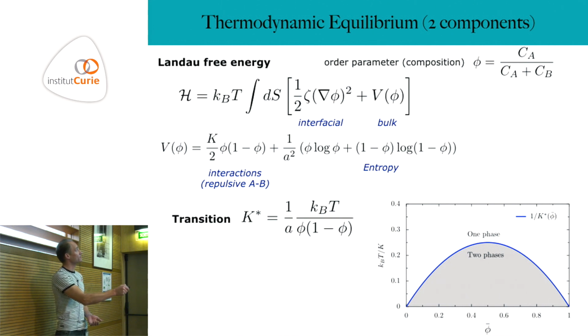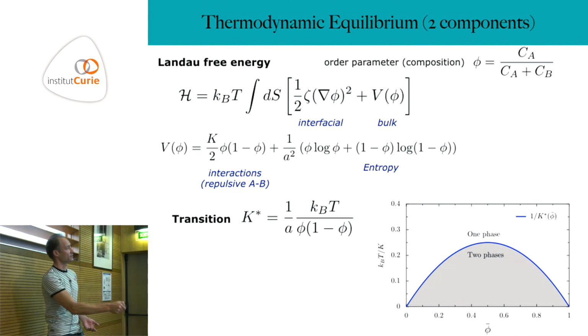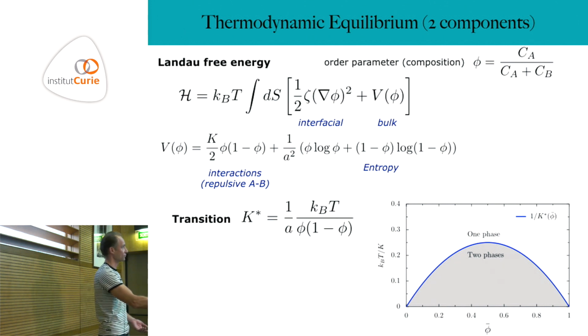And so if you minimize this, you realize that there is a phase separation, which means that you go from one phase to two phases whenever the interaction parameter is larger than some value. And that defines basically the spinodal decomposition curve. So this is the inverse of the interaction potential. This is the composition. If you're here, you have two phases. If you're here, you have one phase.